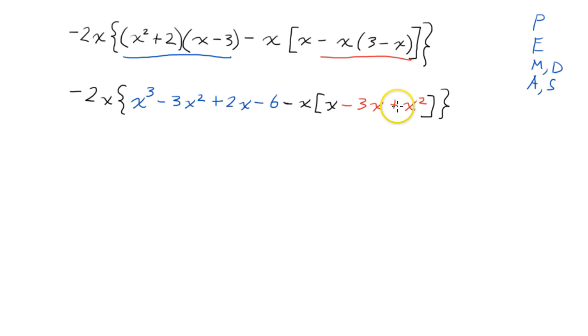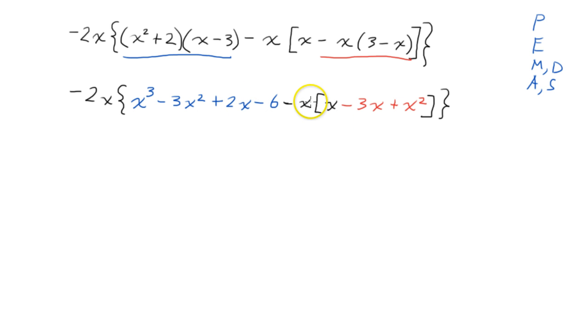In black is what I have not changed. In blue I've foiled this. X squared times x is x to the third. X squared times negative 3 is negative 3x squared. 2 times x is 2x, and 2 times negative 6 is negative 6. And then over here, negative x times 3 is negative 3x. Negative x times negative x is positive x squared. Okay, so we've done in blue, we've done all we can over there.